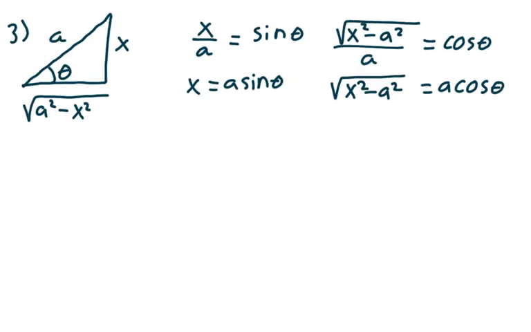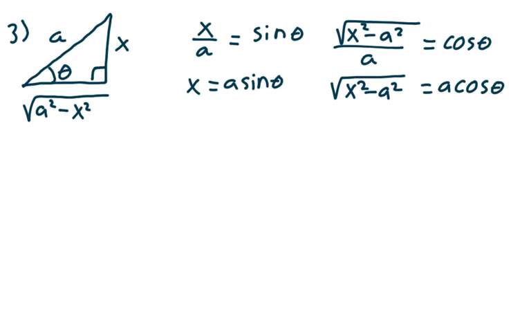And in the third scenario, we have a right triangle with angle theta. The side opposite to angle theta is x. The hypotenuse is a. And then the side adjacent to angle theta is the square root of a squared minus x squared. So my substitution will be as follows.